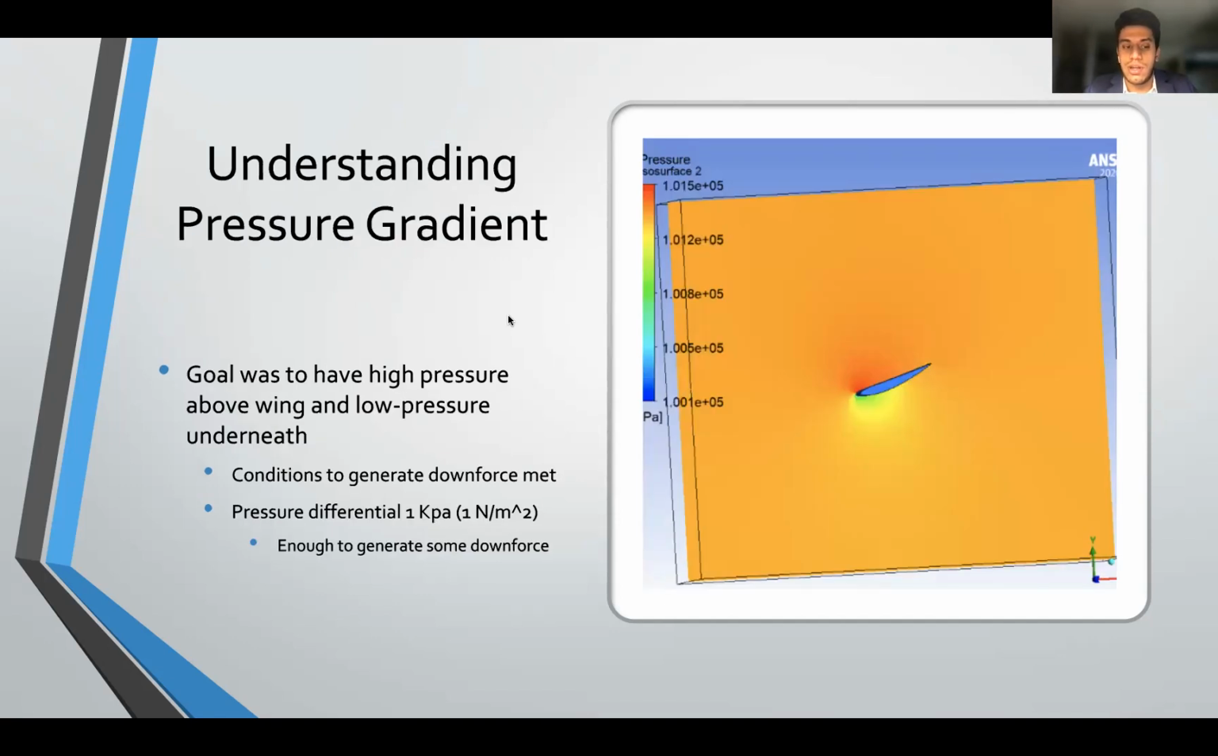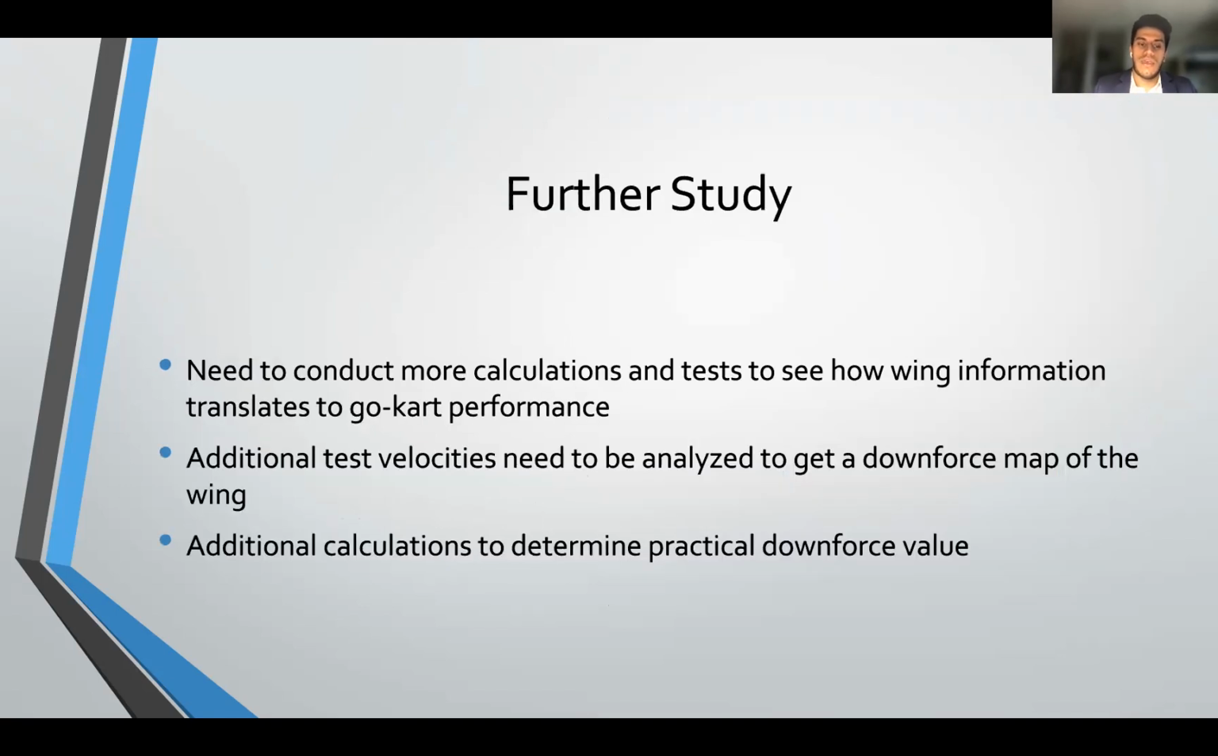Understanding the pressure gradient, our goal was to have high pressure above the wing and low pressure beneath, and you can see that the conditions for downforce are met here. The pressure is very high on the top, and we have a lower pressure below the airfoil, and that is creating our downforce. That pressure differential is 1 kilopascal, and that's enough to generate downforce.